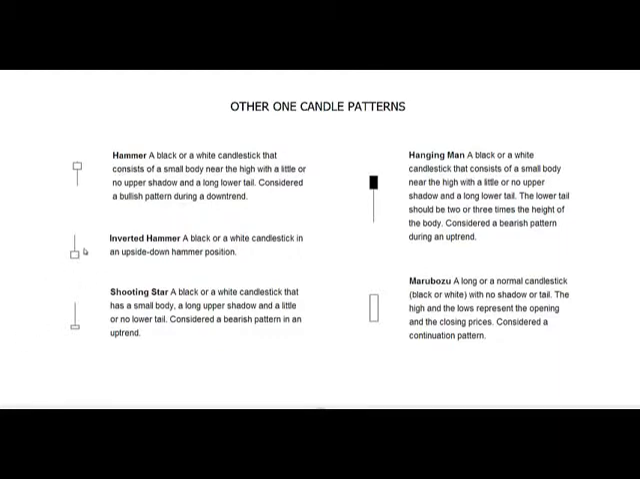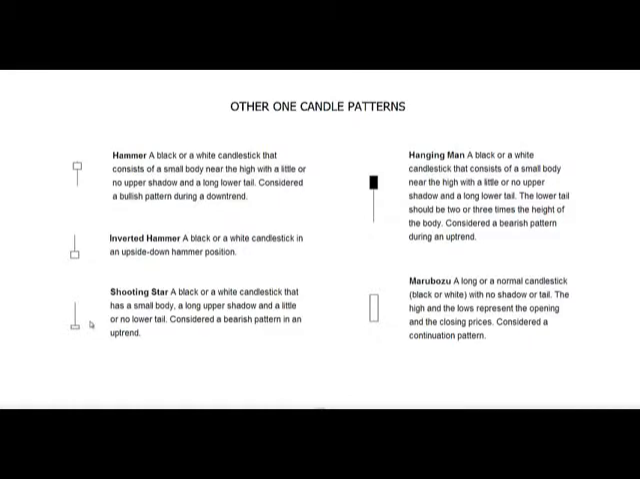If we're in an uptrend and we get an inverted hammer, it's usually a signal of us reverting and continuing downwards. It's basically a reversal pattern. Shooting star is somewhat similar, except the body is extremely small, and usually there's no wick at the very bottom. So a black or a white candlestick that has a small body, a long upper wick or shadow, and little to no lower tail is considered to be a bearish pattern, excuse me, in an uptrend.